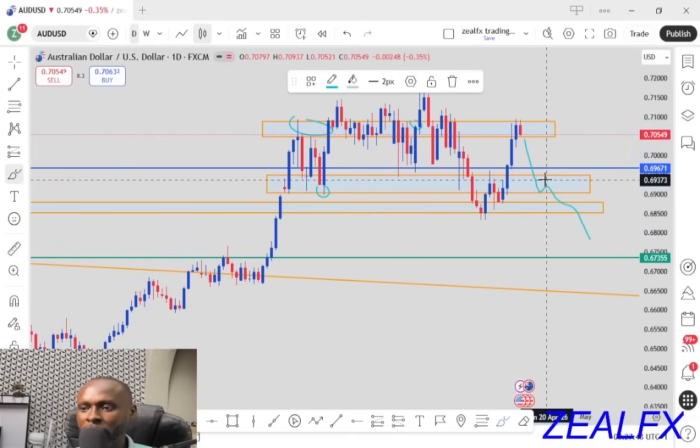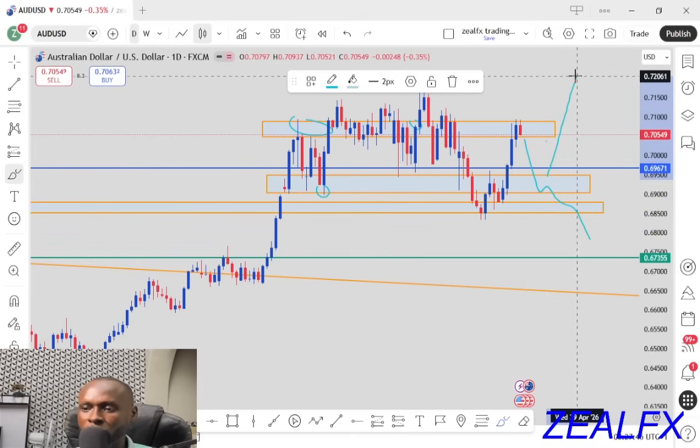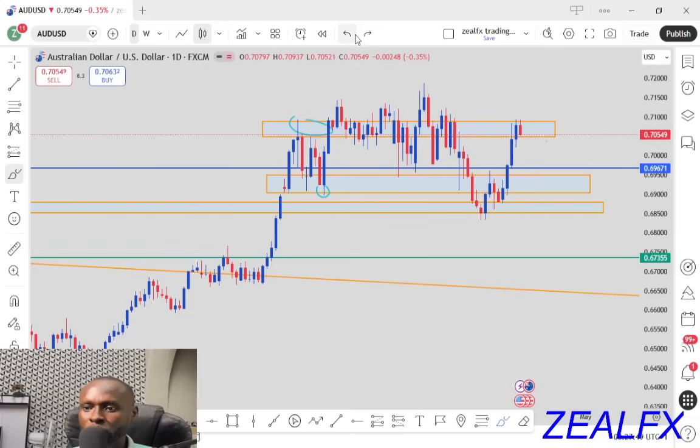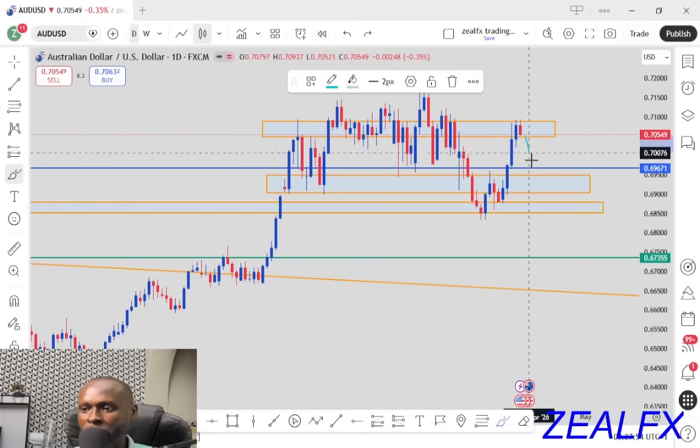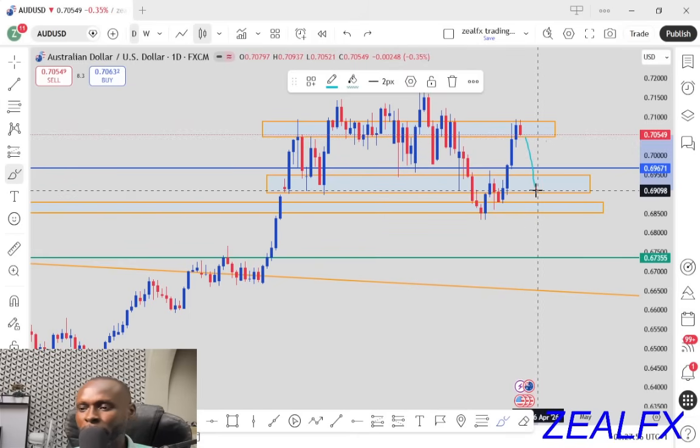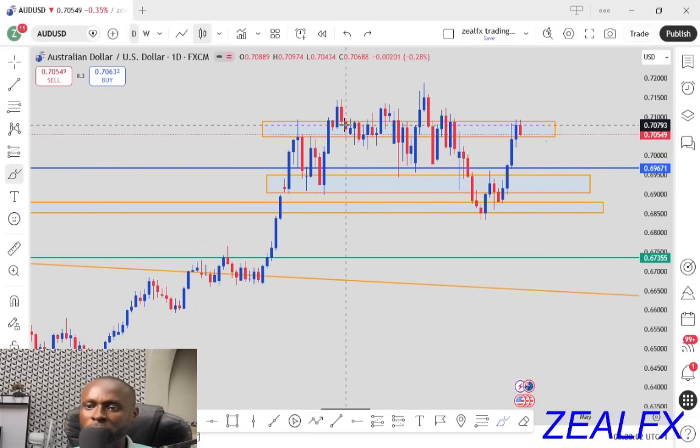But if price fails, this might trigger more buying opportunity for the Australia USD. So our job now is to wait, to sell the Australia USD to this level, and if we see a break, we'll continue to sell. But if price fails, we can start looking for buying opportunity to the top. So let's confirm this trend from the weekly time frame.